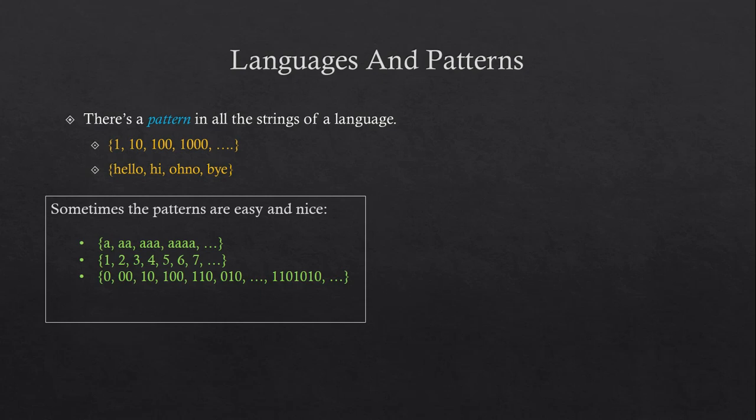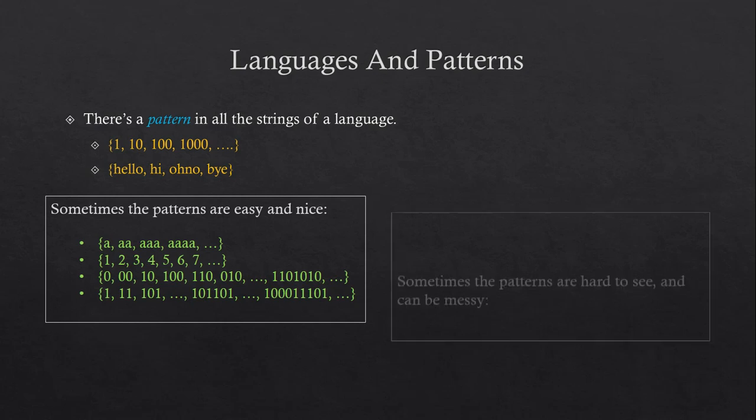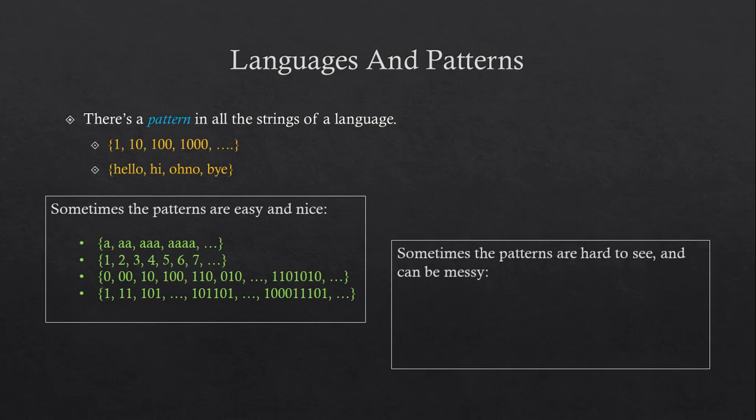Oh no, sorry, it does not always start with 0, but every string ends with 0, right? And in this one, every string starts with 1 and also ends with 1. But not all patterns are going to be so easy to find. Some can be really messy. Like in this language, the strings don't really have any particular pattern that's obvious.